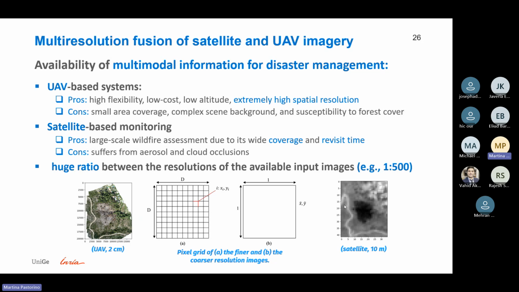Instead, a drone, you need to fly a drone on purpose to check the area. So again, it could be interesting to use both of these acquisitions at the same time. In this case, we have a huge resolution ratio between the two available images, because drone images usually have a resolution of a few centimeters and the satellite images of a few meters. So we may have a resolution mismatch of 1 to 500, 1 to 1000.